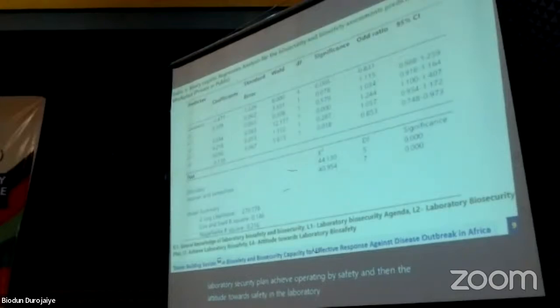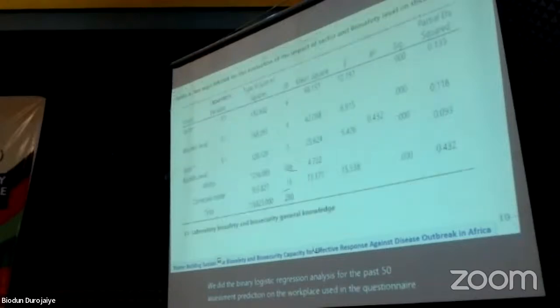We did binary logistic regression analysis for the biosecurity assessment prediction on the workplace used in the questionnaire. We used two-way ANOVA to calculate what we have from the questionnaire, after getting the information on laboratory biosafety and biosecurity general knowledge. So who really has the knowledge, and then who uses it, and so on and so forth.